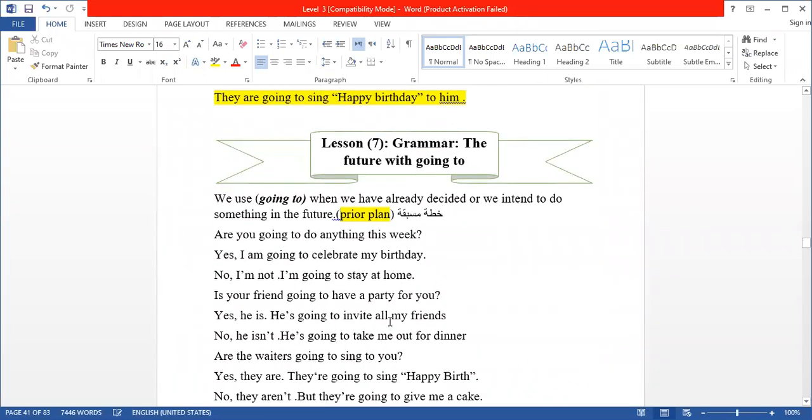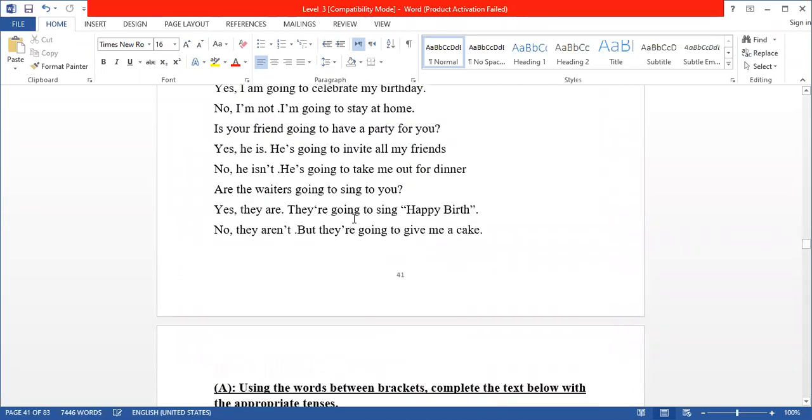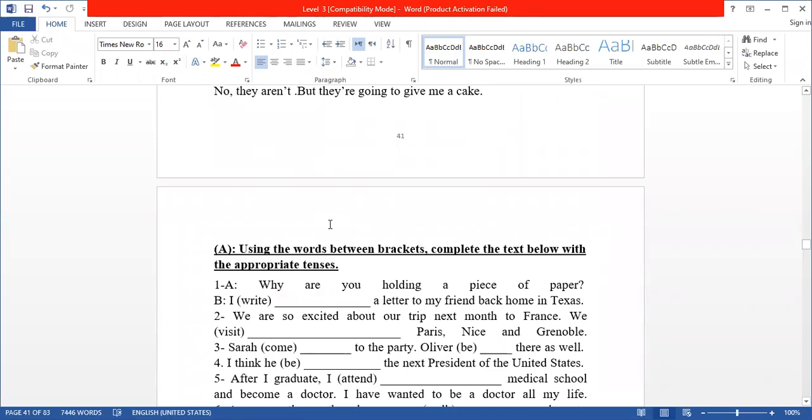So here, this is the use. When do we use going to? We use it when we have already decided or we intend to do something in the future. Okay, here you are going to use going to. Here is the exercise: using the words between brackets, complete the text below with the appropriate tenses.